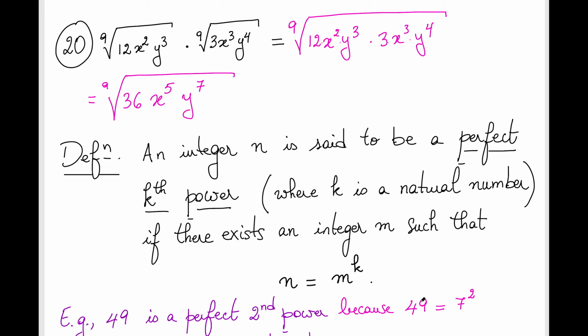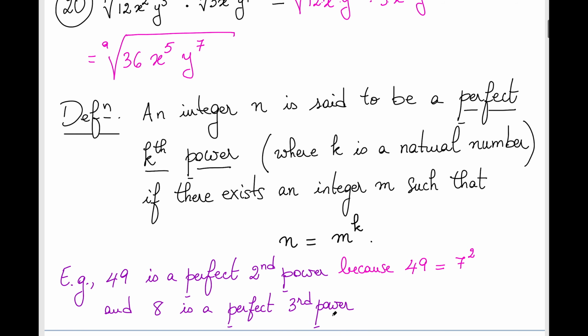So n is 49 and m is that guy that exists, which is 7 in this case, and k is that thing. So if k is 2, this phrase becomes the second power, and the idea is, can I write 49 as the second power of some integer? Yes, we have 7 and we have minus 7. Just choose one of them. It's about the existence of such an integer, right? So 7 does the job.